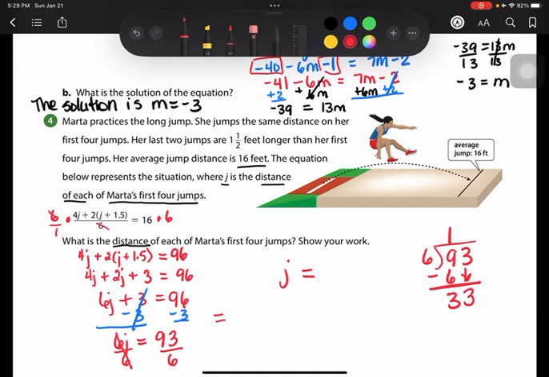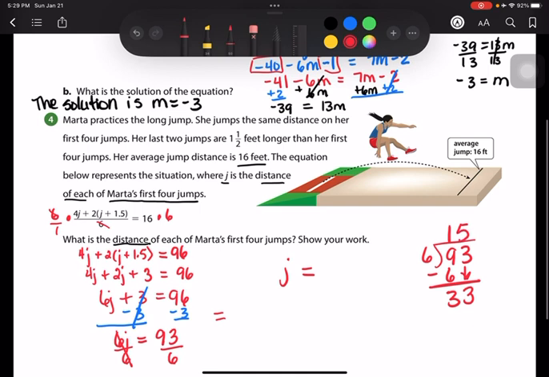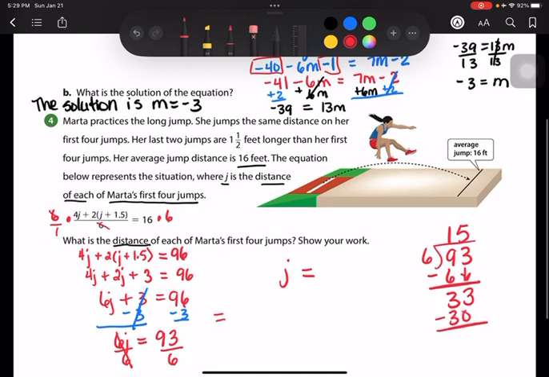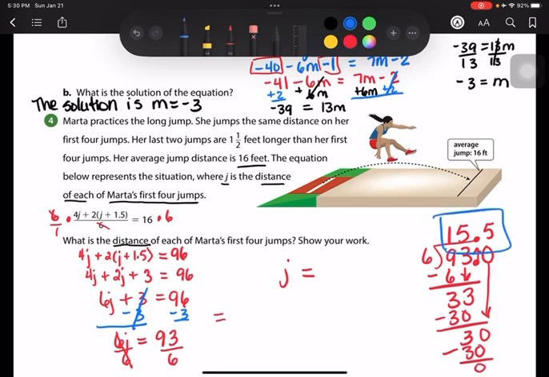6 goes into 33 5 times. 5 times 6 is 30. You subtract, you have 3. Have to add a decimal here, bring it up, and add another 0, bring the 0 down. 6 goes into 30 5 times without a remainder. So therefore, this is my result. So J is 15 5/10.